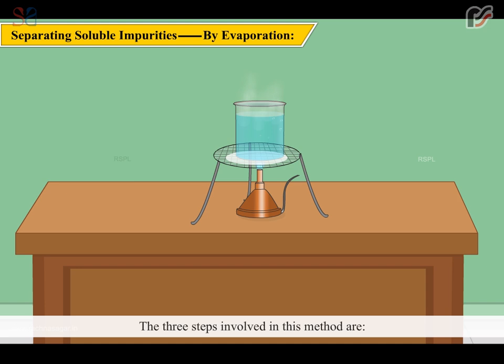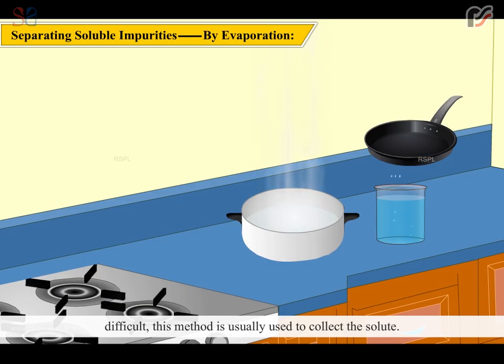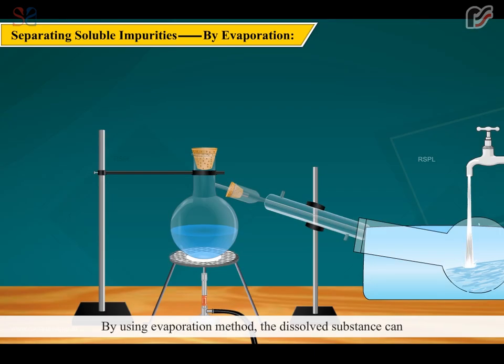Separating soluble impurities by evaporation. The 3 steps involved in this method are heating impure salt water, collecting the water vapors, and cooling the vapors to get clean water. As collecting the vapors is very difficult, this method is usually used to collect the solute. By using the evaporation method, the dissolved substance can be recovered.